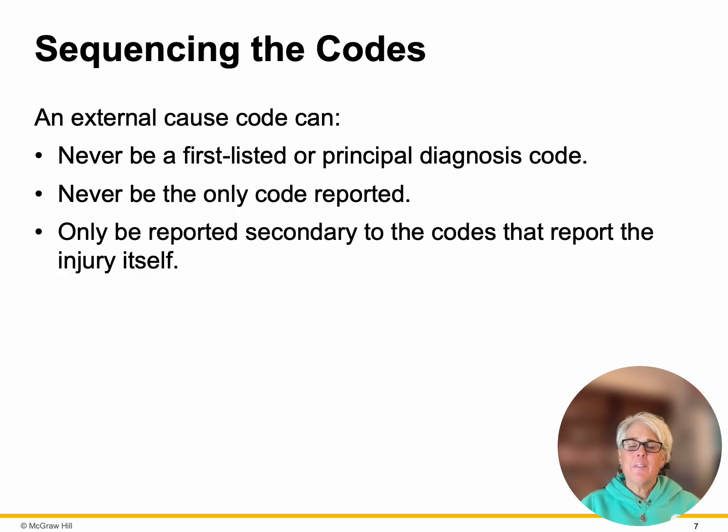External cause codes are never first listed codes. They are never listed as a first diagnosis or as a principal diagnosis. They always follow the injury or the condition coded. You'll only report them as secondary codes and never by themselves. They must be connected to a particular injury or an event.